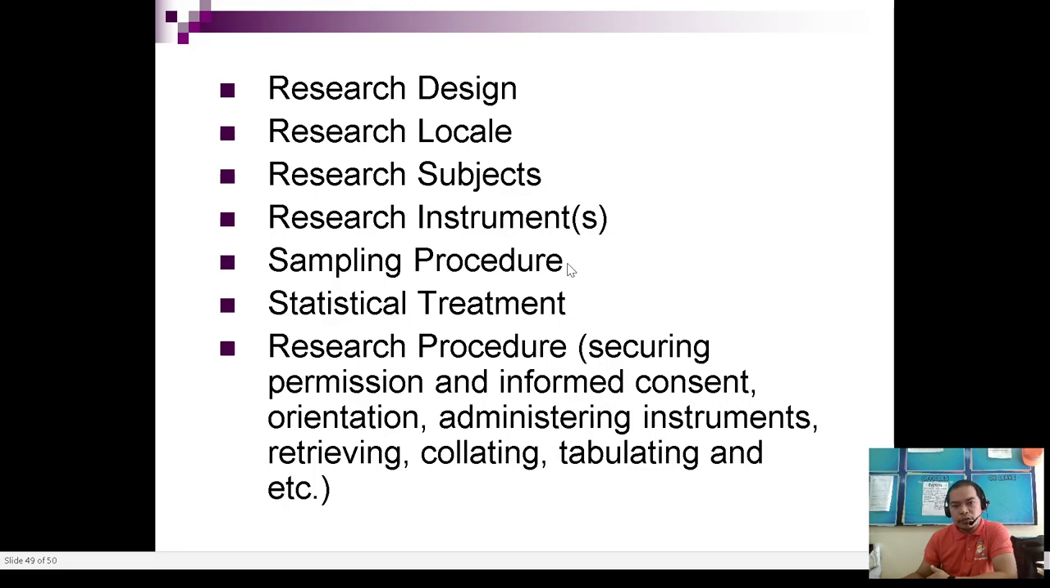Sampling procedure, how did you come up with the sample and the process involved there? Statistical treatment, how are the data after the experiment treated? How do you come up with your data? It involves maybe a statistical test like t-test, averages, mean, or even ANOVA. Research procedure, securing permission. Of course, these are the procedures as to the conduct of what is mentioned here in the research methodology. Okay?